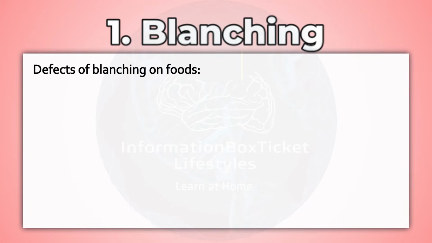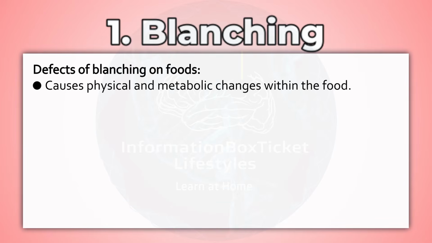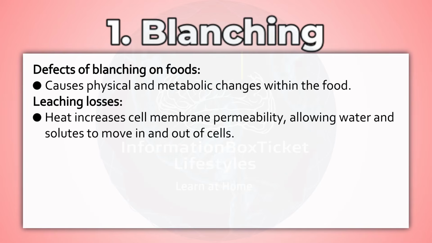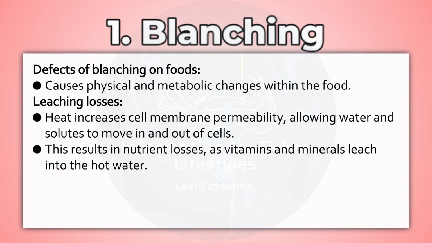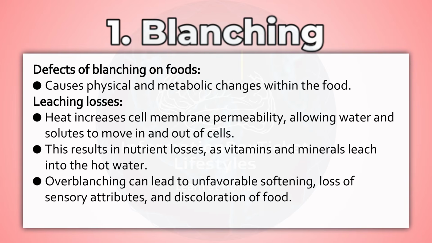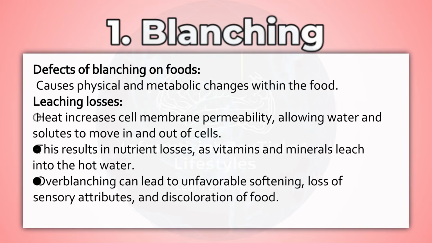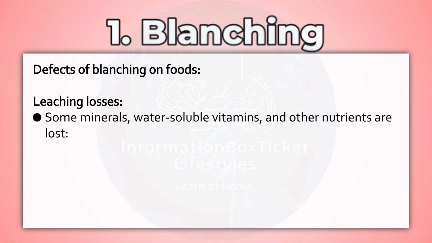Defects of blanching on foods: it causes physical and metabolic changes within the food. Leaching losses. Heat increases cell membrane permeability, allowing water and solutes to move in and out of cells. This results in nutrient losses as vitamins and minerals leach into the hot water. Overblanching can lead to unfavorable softening, loss of sensory attributes, and discoloration of food. Some minerals, water-soluble vitamins, and other nutrients are lost.